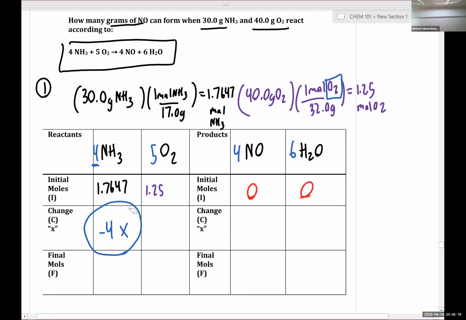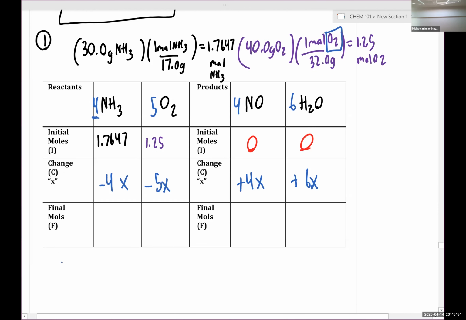Okay, what would the change coefficient be for O2? What would the change coefficient be for oxygen? Yep, minus 5x. Exactly right. Nitrogen monoxide would be plus 4x. And what would the change coefficient be for water? Yep, plus 6x. Wonderful, wonderful. So we have everything established now.